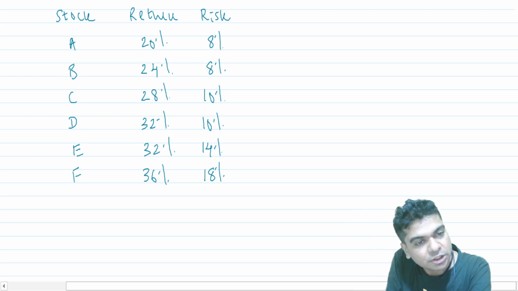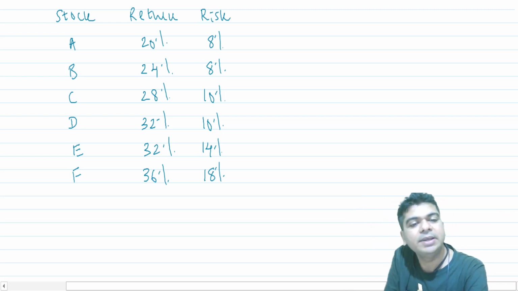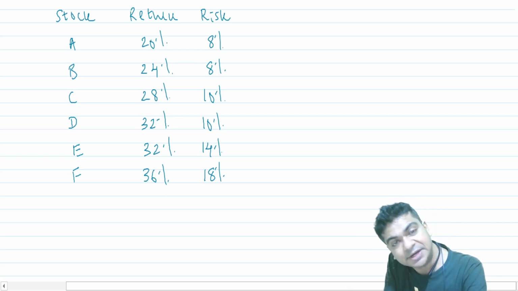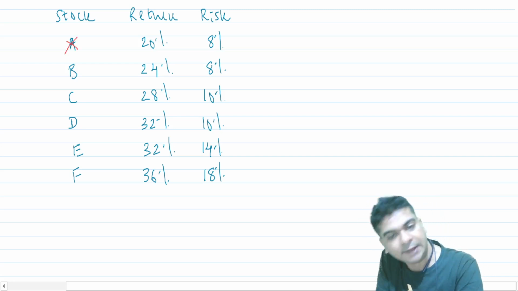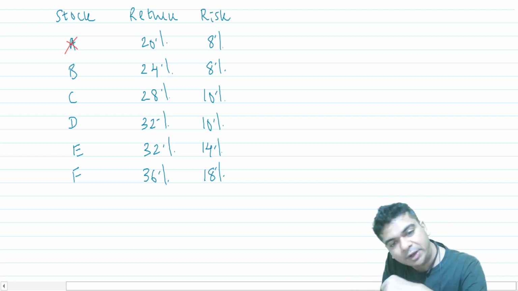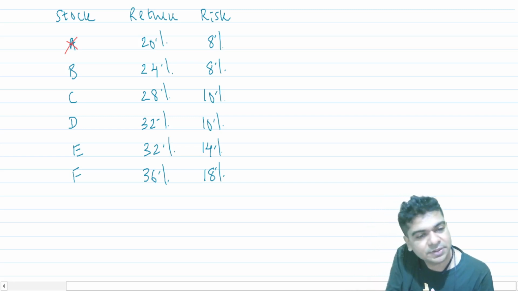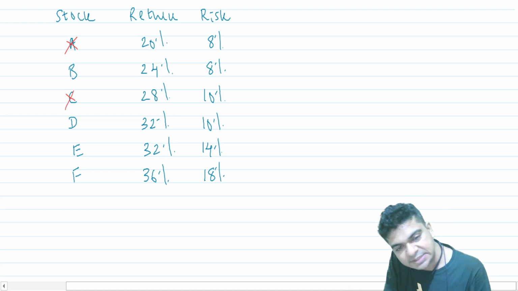Just see, check with A. A is giving 20% return while B is giving 24% return. B is giving you higher return at the same level of risk. So you know what I will do? I will reject A. Okay. Now B and C I cannot compare. Yes, C and D can be compared. 10%, 10%, but D is giving a higher return. So I will reject C.